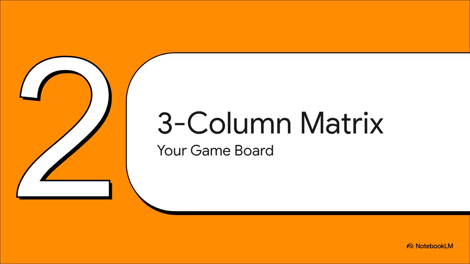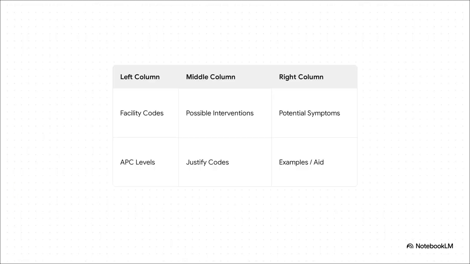Okay, Section 2, the 3-column matrix, also known as your game board. To help us track all that staff effort, ACEP built a specific framework, and you can think of this matrix like your game interface. Column 1, over on the far left, shows your final level and APC score. For a Type A emergency department, those are your 99281 through 99285 codes, and for Type B, they're the G0380 through G0384 codes.